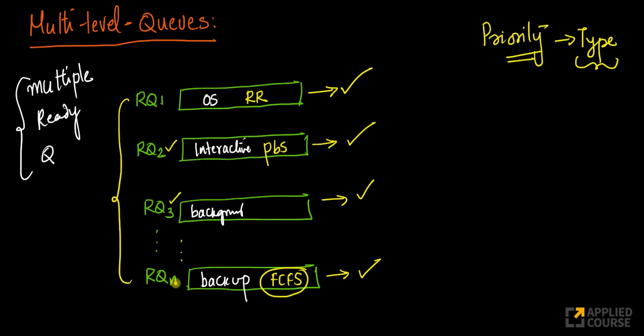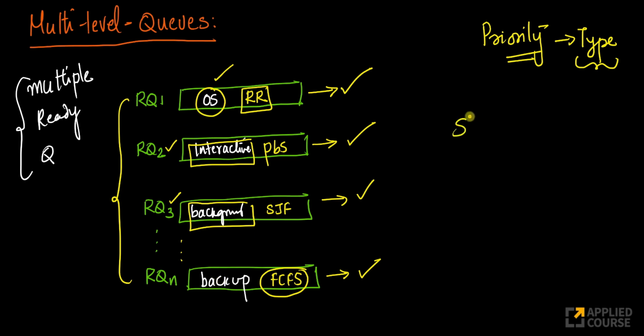So you're creating an artificial priority here, where you're saying OS processes get the highest priority. Within OS processes, I'll apply whatever algorithm I want, like round robin. Within interactive, I will use something like priority based scheduling. Within background, I can use, let's say, shortest job first, or whatever I want, right? So within each of these queues, I can use any algorithm I want, but I'm creating an artificial priority based on the type of the process.